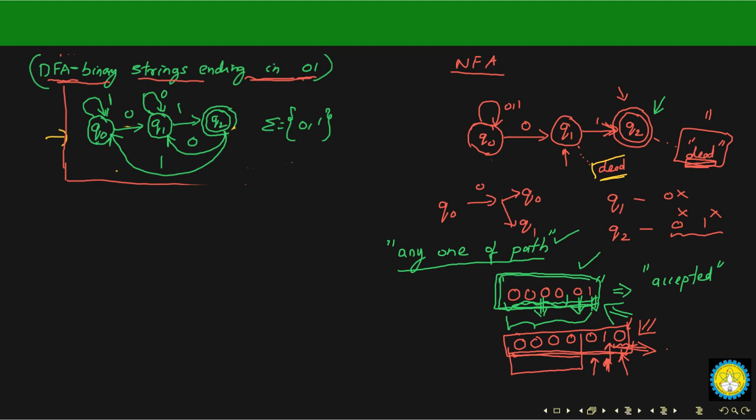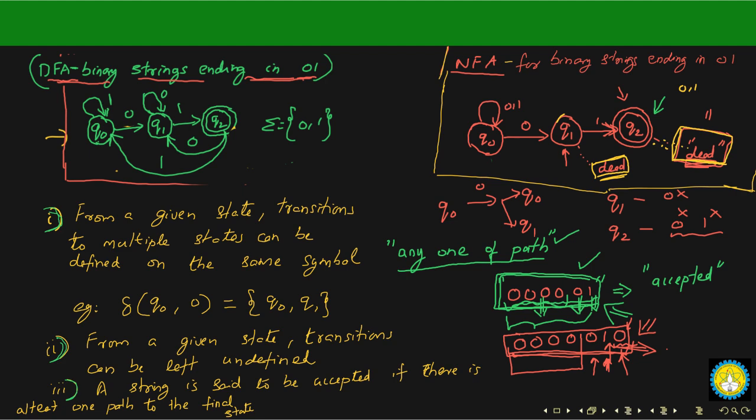For example, if you are at Q1 and you see a 0, that particular transition is not defined, so you are said to be at a dead state. Similarly, if you are at Q2 and you see either a 0 or a 1, none of these transitions are defined here. So if you see any symbol after being at Q2, you are going to be at a dead state.